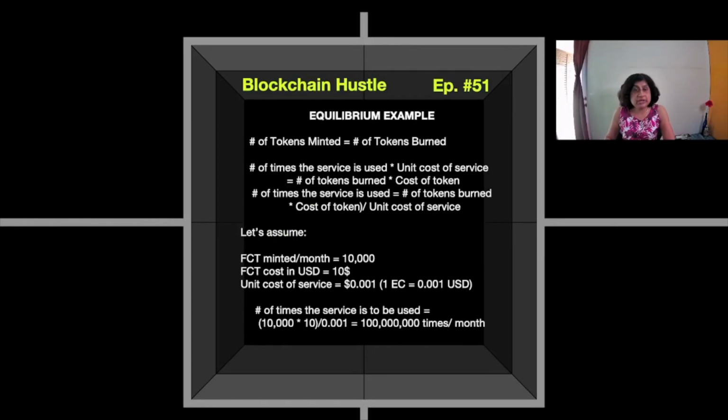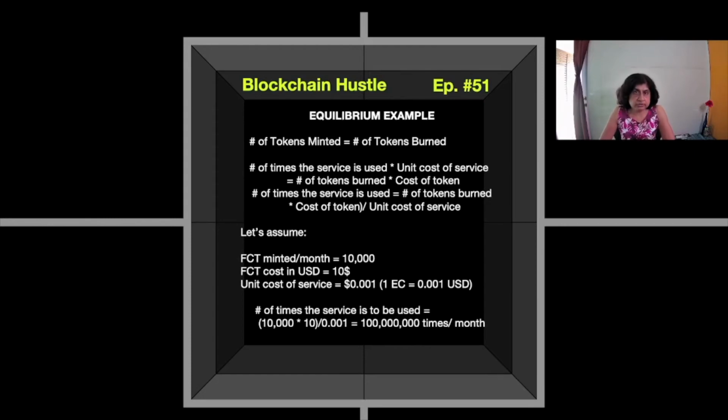Now, when we talk about the equilibrium here, let me give you an example of the equilibrium in factoid, in a BME. The system would be in equilibrium if the total number of tokens minted is equal to the total number of tokens which are burnt. So if you have to figure out how many times you need to use that service to get that equilibrium, how do you get that? You just plug it into this equation: the number of times the service is used multiplied by the unit cost of the service should be equal to the total number of tokens burnt times the cost of your token.